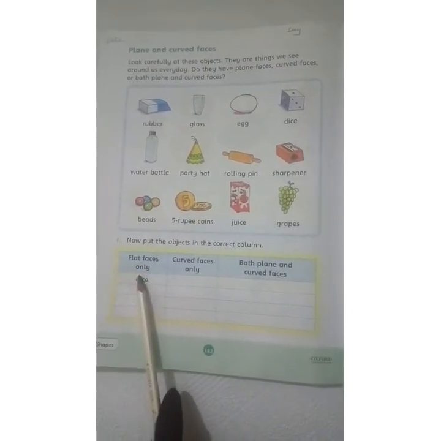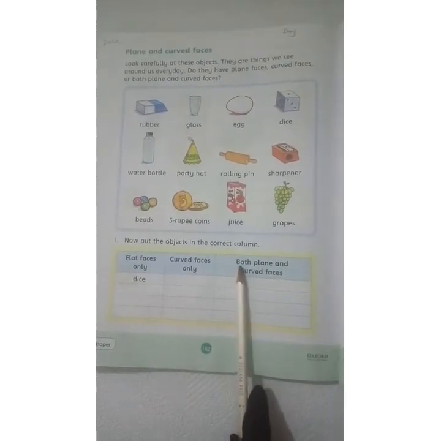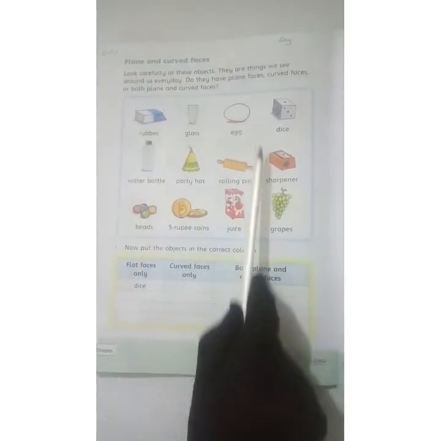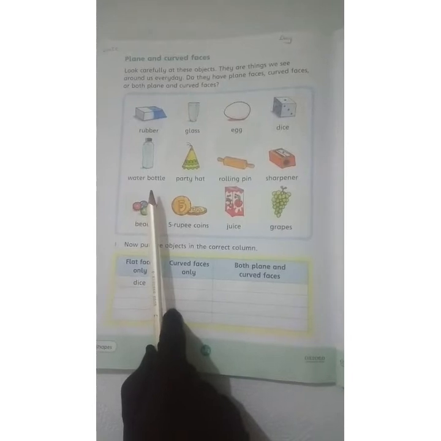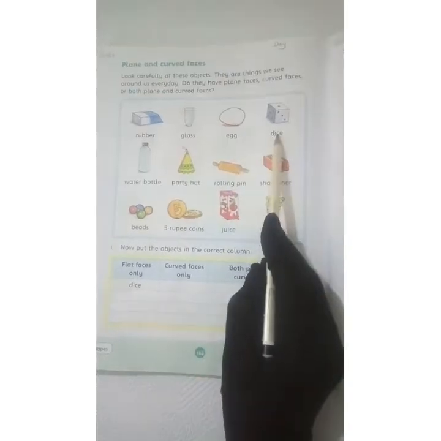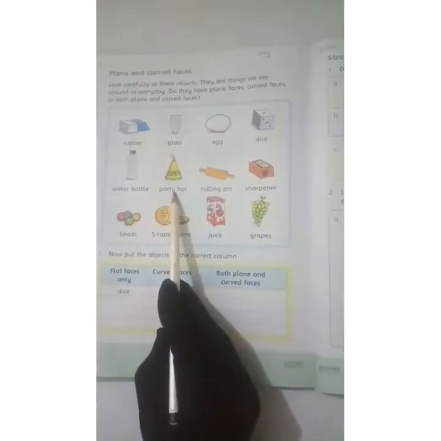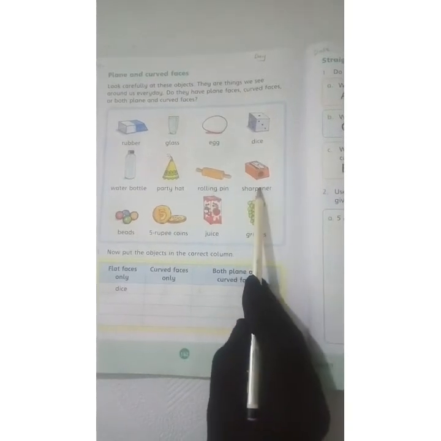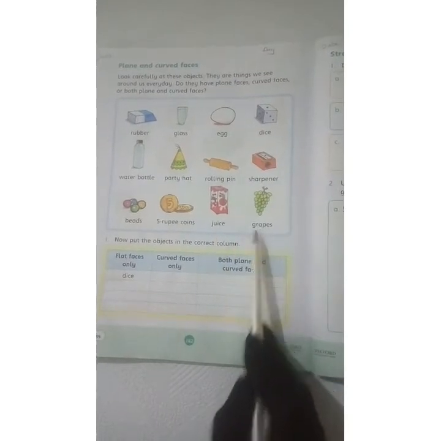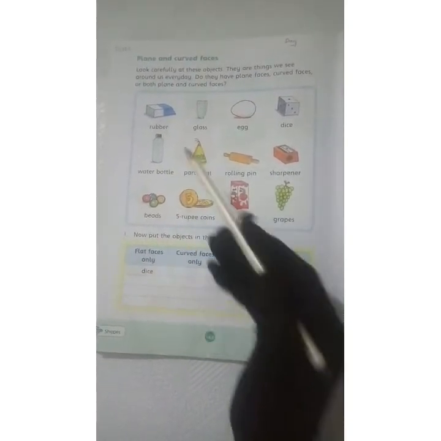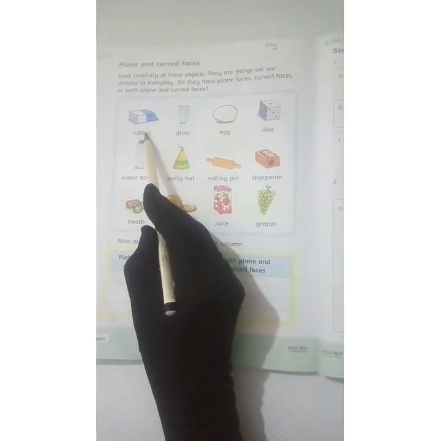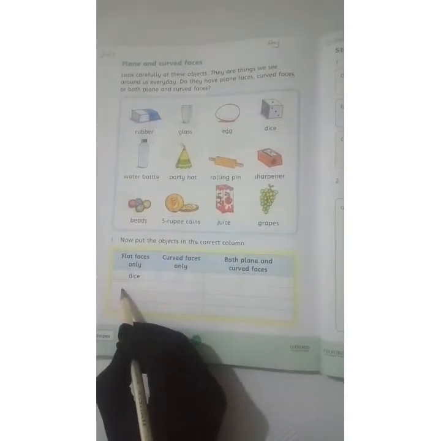heading: flat faces, curved faces only, both plain and curved faces. Now children, see the pictures and find rubber, glass, egg, dice, water bottle, party hat, rolling pin, sharpener, beads, 5 rupees coin, juice and grapes. Flat faces. Find the flat faces, beta. Yes, rubber. Okay, you write in the flat faces column.